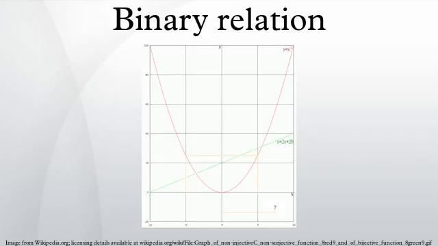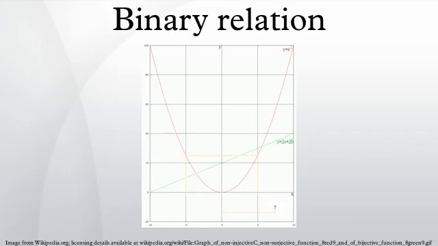Some important properties of a binary relation R over a set X are: Reflexive: for all x in X, it holds that xRx. For example, greater than or equal to is a reflexive relation but greater than is not. Irreflexive: for all x in X, it holds that not xRx. For example, less than is an irreflexive relation, but less than or equal to is not.